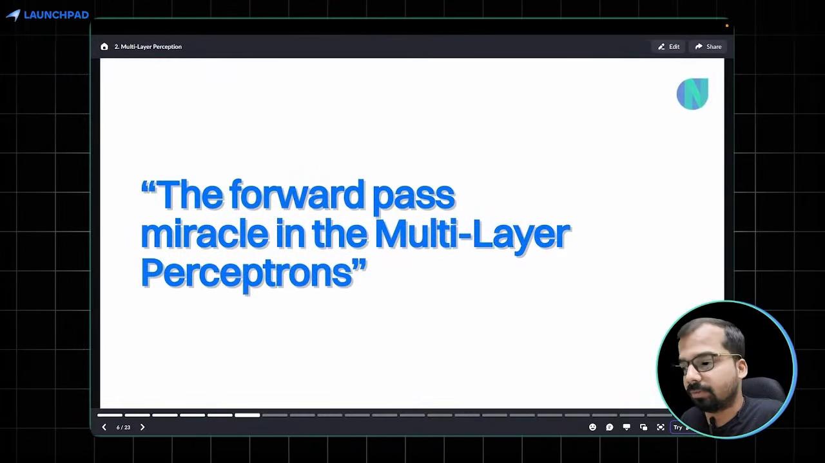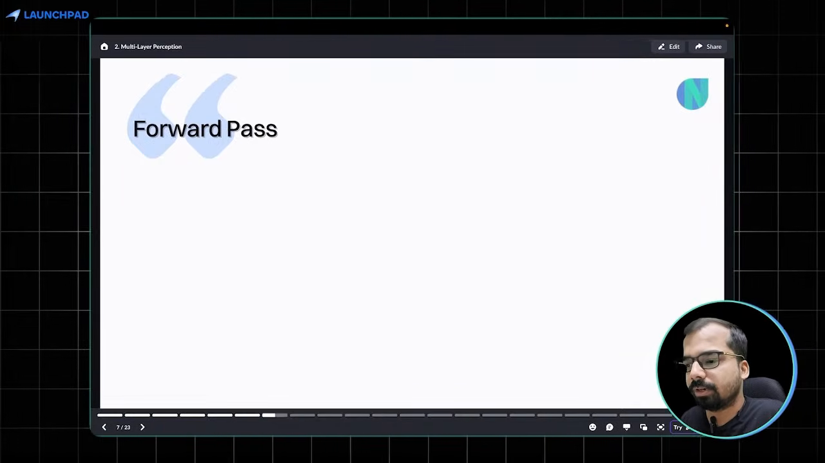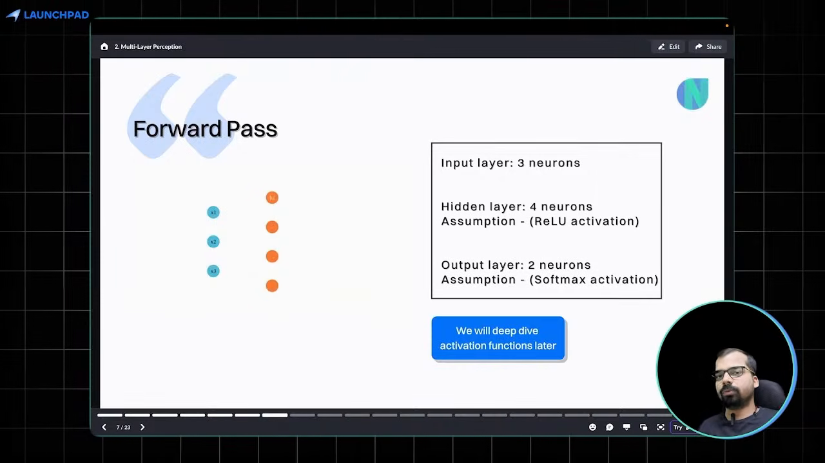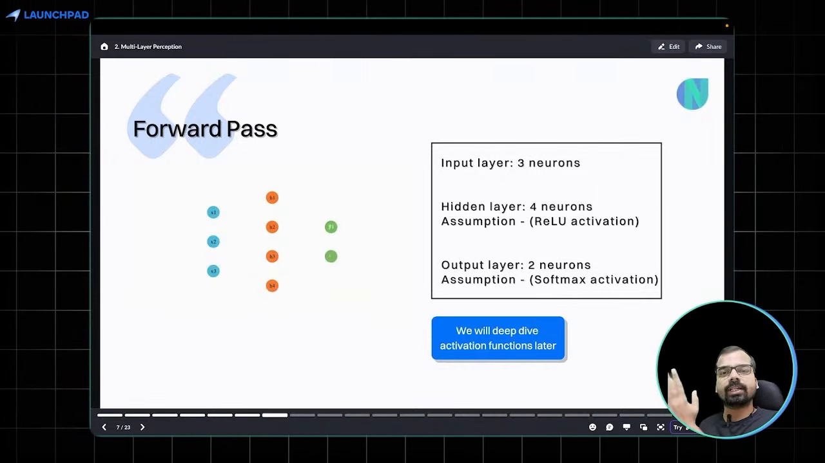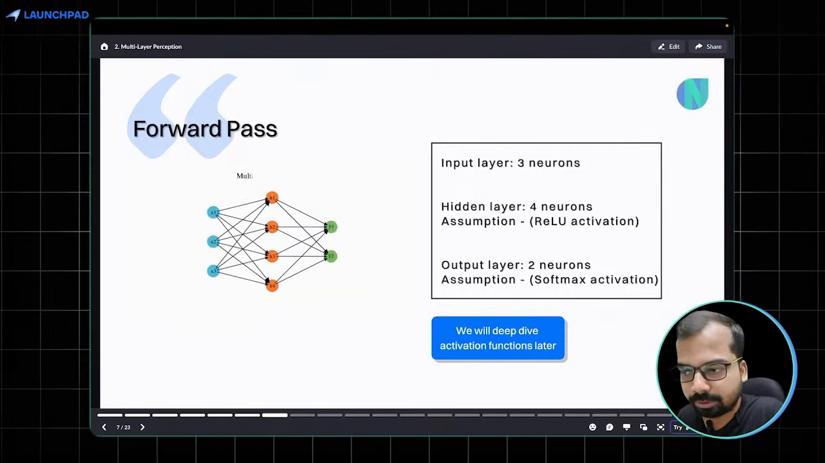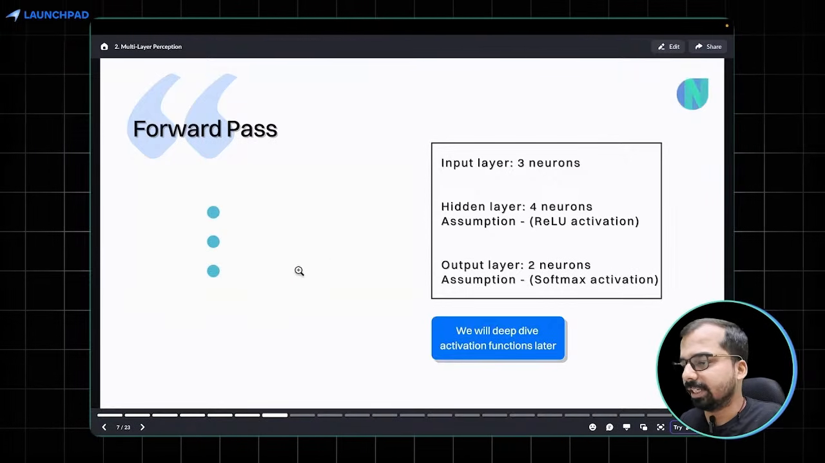Now let's talk about forward pass in multi-layer perceptron. So what is the meaning of forward pass? Forward pass basically means flowing of data through the network from left to right, that is from input to your final output, right? So this is an example of a multi-layer perceptron.